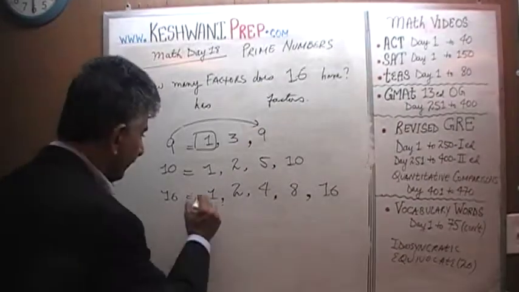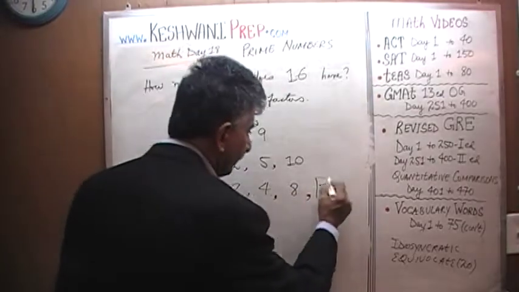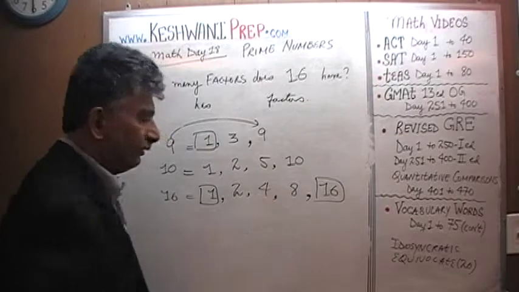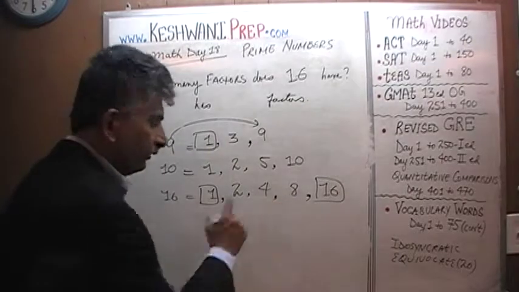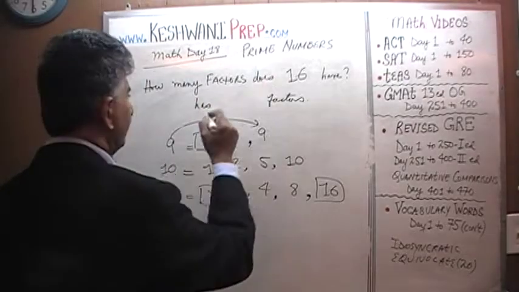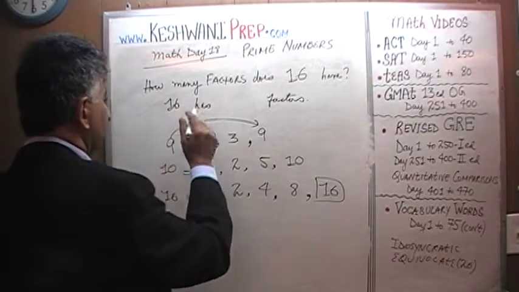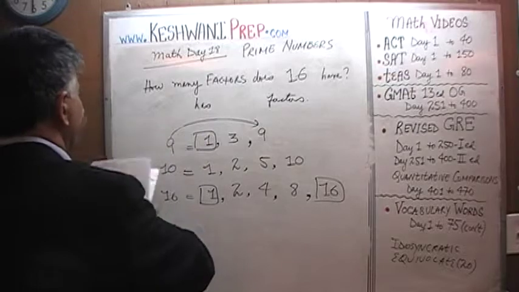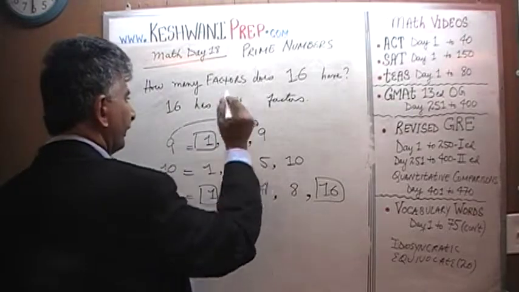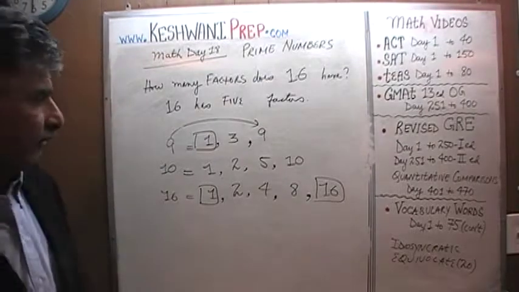The list is always going to begin with 1, and the list is always going to end with the number itself. In addition to the 1 and the number itself, there are 3 other factors 16 has. In other words, how many factors does 16 have? The answer is 16 has 5 factors.